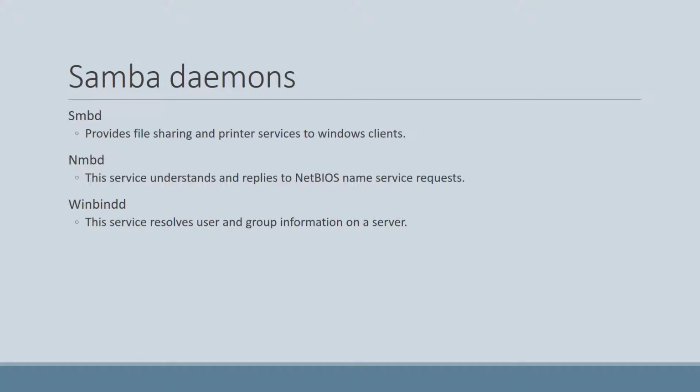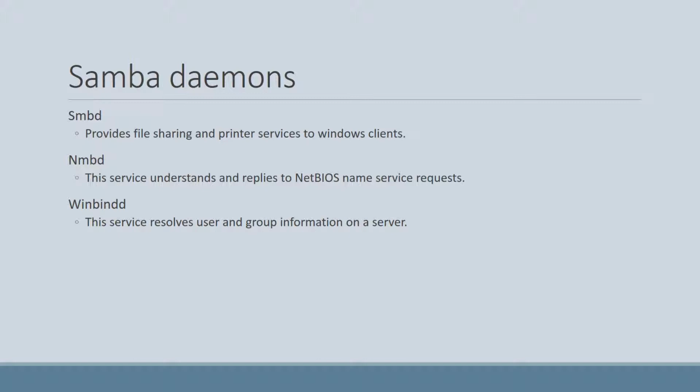SMBD. This server daemon provides file sharing and printing services to the Windows clients. In addition, it is responsible for user authentication, resource locking, and data sharing through the SMB protocol. The default ports on which the server listens for SMB traffic are TCP ports 139 and 445. The SMB daemon is controlled by the SMB service.